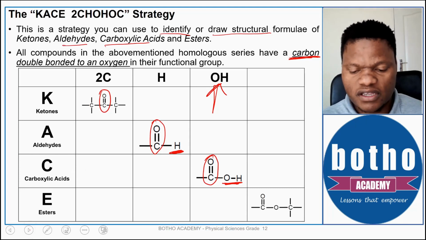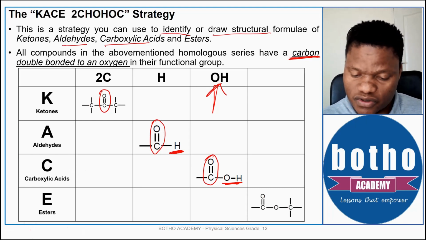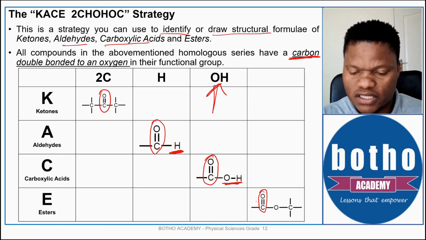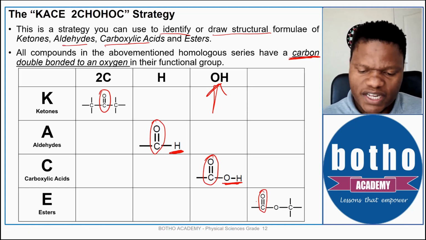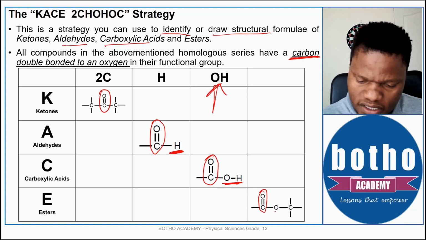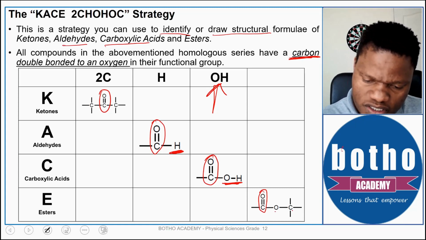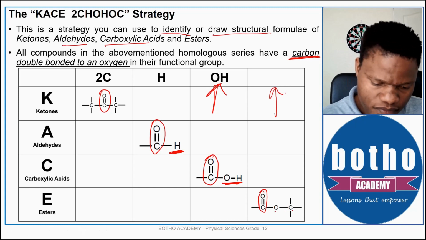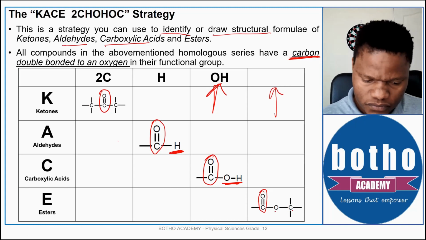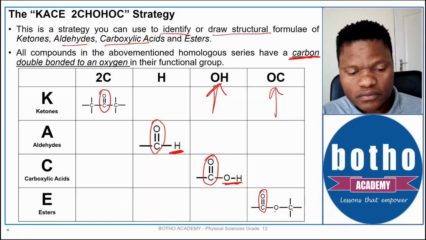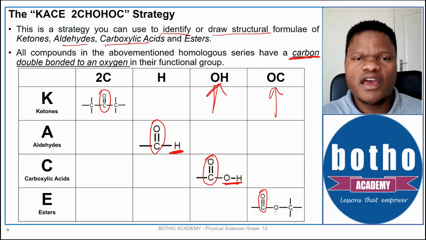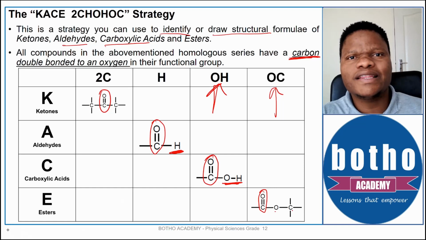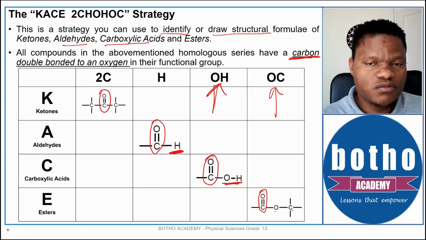Then we have the last one, which is the esters. As you can see, once again, we have that group of atoms, the carbon double bonded to an oxygen, but what else is there is the O and the C, which is what we expect to see at the top there. Okay, the O and the C. So now that you've seen what differentiates these homologous series from each other, you can use this very same table.